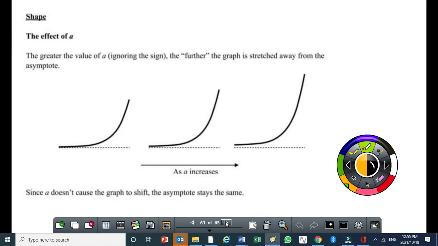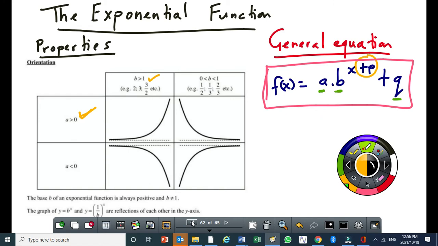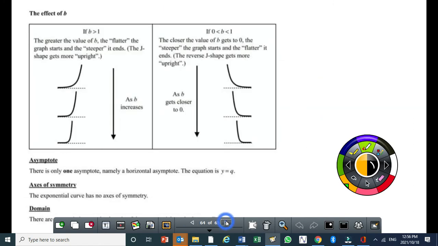So basically, the same thing happens. Yeah, it's more like a straight factor, if you want to call it that. But the details with regard to the effect of A are not that important. What's important is the orientation. This is very important. Right? Then we have got the effect of B.